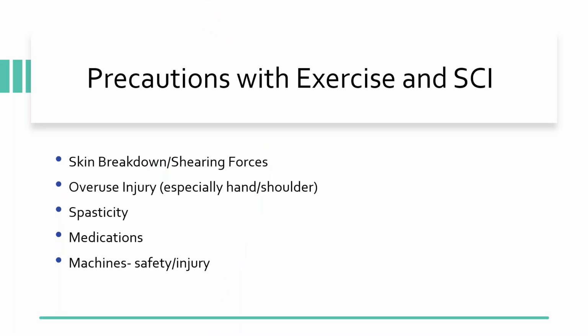Some of the precautions we have with exercise and SCI is skin breakdown and shearing forces. So think about this for shearing forces: if you have a patient or a client in their wheelchair and they're transferring from their wheelchair to a device, if they're transferring to a new step or cycle, transferring to a bench, you have to think about the body shearing. Are they getting enough lift, getting enough clearance from their chair to whatever device they're shifting onto, ensuring that their skin is not compromised?